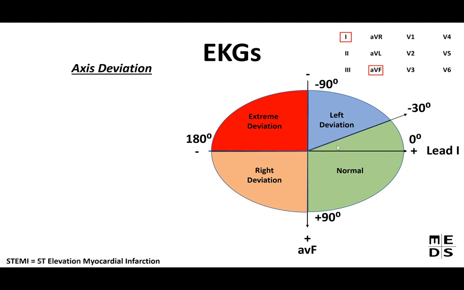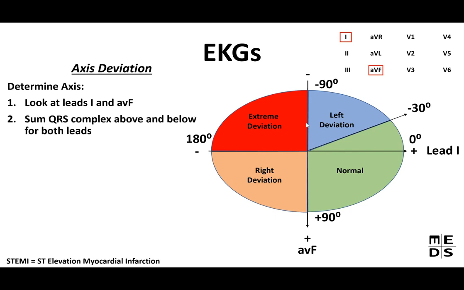And then if you were to look at the EKG and something were positive or negative, as you can see for lead 1, positive is in this direction, negative is in this direction, and then for aVF going down is positive and negative is going up. So this will make sense when I click through this. Like I said, you want to look at leads 1 and aVF, and then you want to sum the QRS complex above and below for both leads. I have an example on the next slide of what I just said and what that actually means.